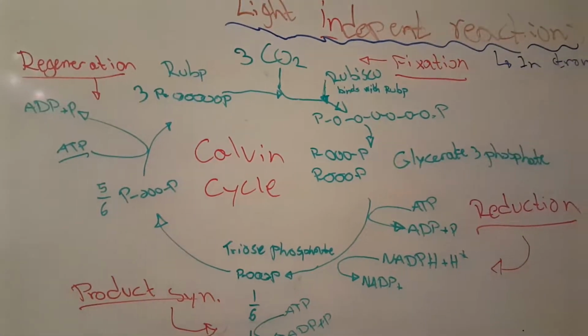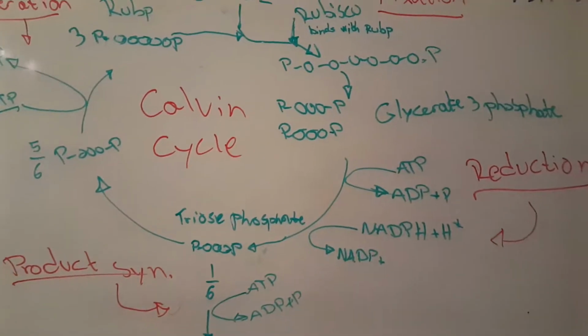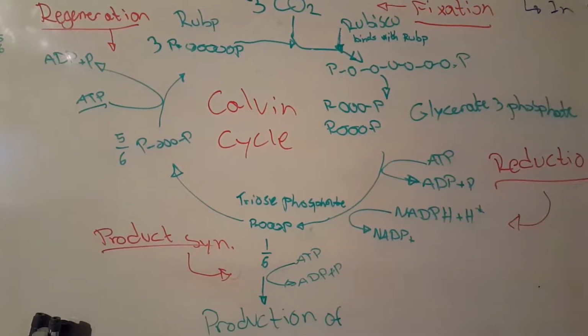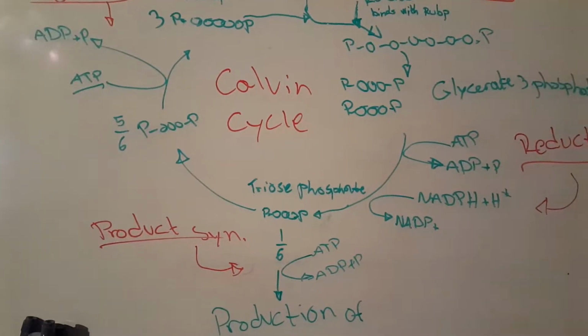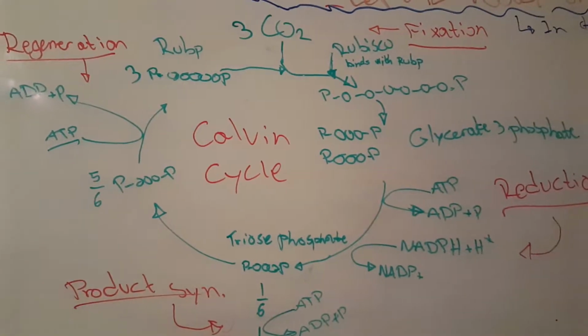The light-independent reactions are a cyclic series of reactions, and they're also known as the Calvin cycle, discovered by Melvin Calvin in his famous lollipop experiment.